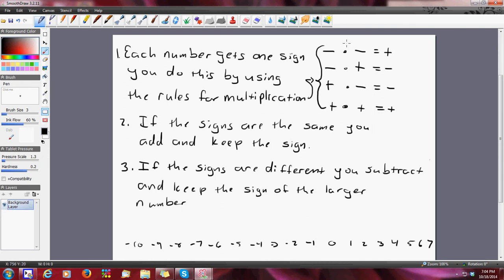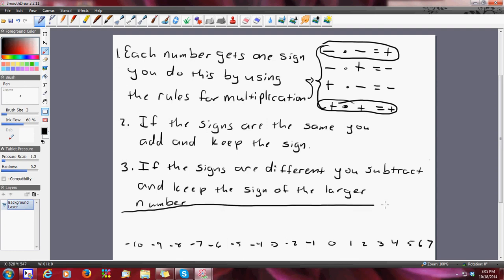So basically, you'll see, if the signs are the same, it ends up being positive. If the signs are different, it's negative. Alright. I'm going to give you an example like this. -7 minus a -3. So what I mean by each number gets 1 sign, this 7 already has a sign, alright? And that sign is a negative. But this 3 has a negative and a negative, so it becomes a positive.